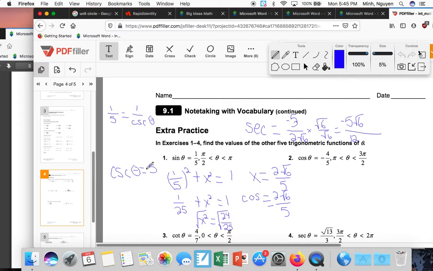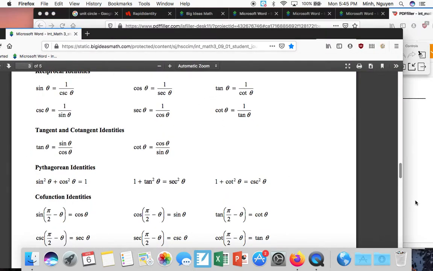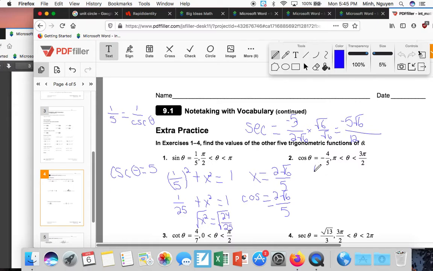We found cosecant, we found cosine, we found secant. We still have tan and cotan to go. So tan, which is just sine over cosine. So 1/5, sine, over cosine, or negative 2 root 6 over 5. So, this is just fraction work.